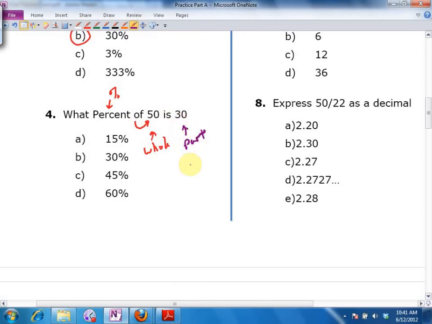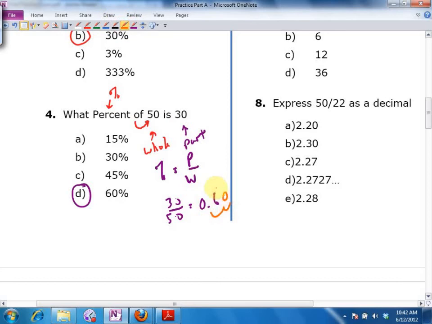Okay? So the percent, we know, is just the part divided by the whole, and then move the decimal over. So 30 divided by 50 is 0.6. Move the decimal over 2 places, and it gives me 60%. Right? Put an extra 0 in the extra spot. It gives me 60%.